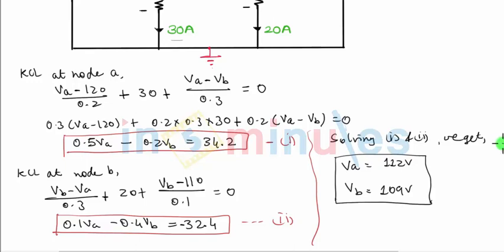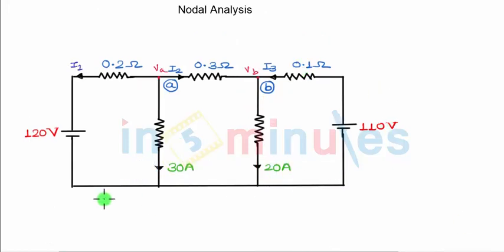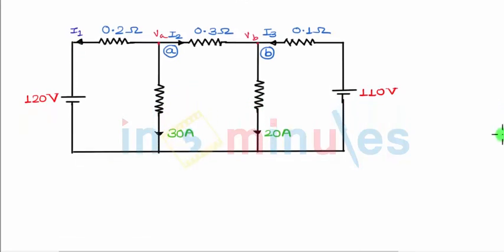Now let us find out what will be the values of the currents I1, I2 and I3. We have to find these three currents also. So I'll once again consider the original circuit. Now in this circuit, let us write down the expressions for I1, I2 and I3 one by one and see what are going to be their values.